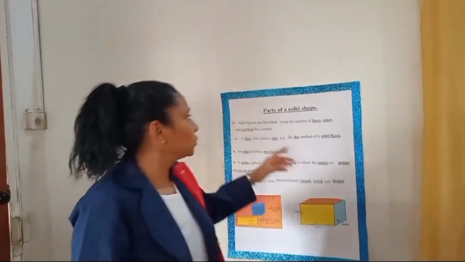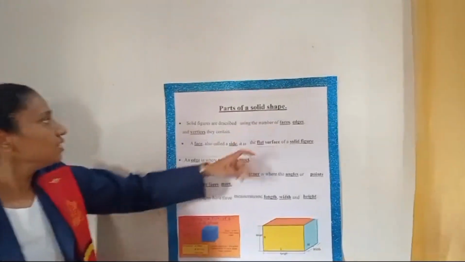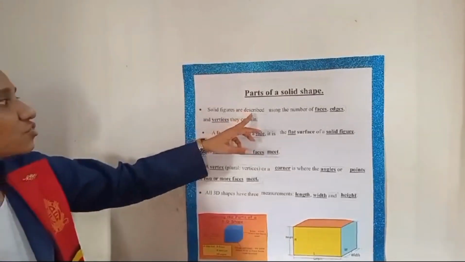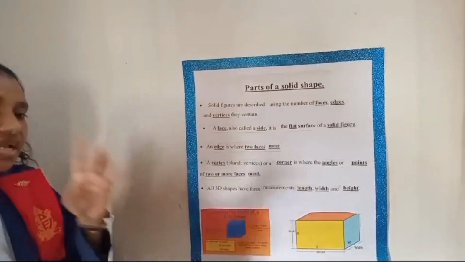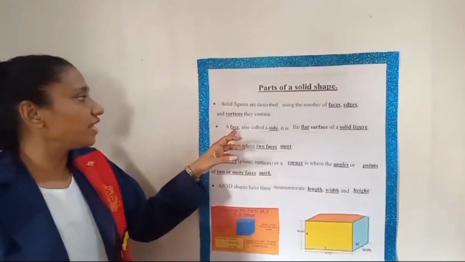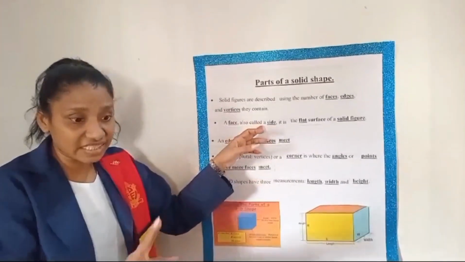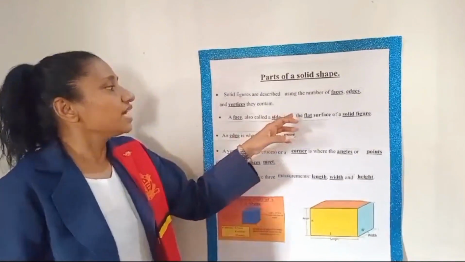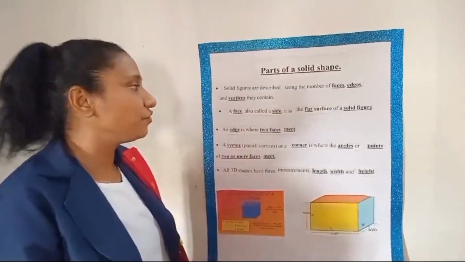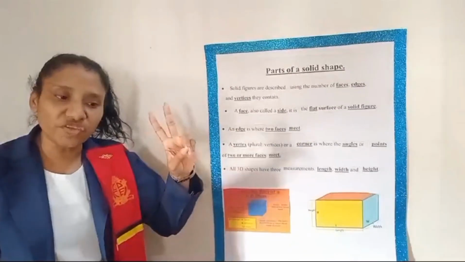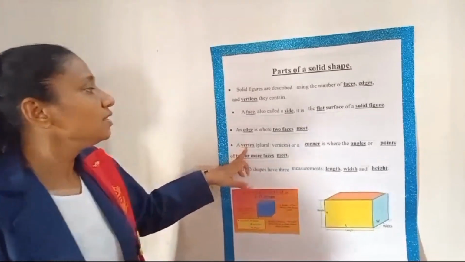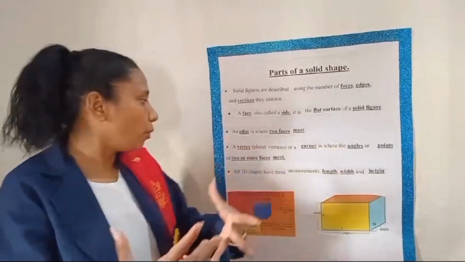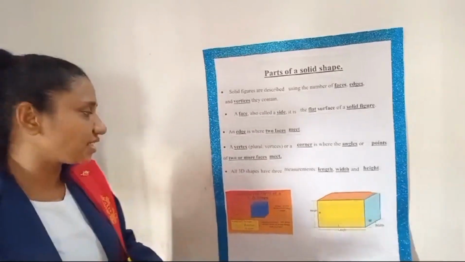All right. Before I give you the worksheet, let's go to the chart, parts of a solid shape. It says solid figures are described using the number of faces, edges, and vertices they contain, and we just identified them. A face is called a side, and I just identified that with the gift box. That is a flat surface of a solid figure. An edge is where two faces meet. Then a vertex, or we say vertices for plural, is a corner where two or more points meet together.